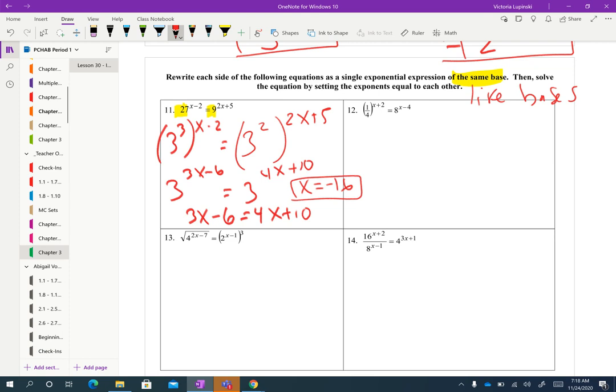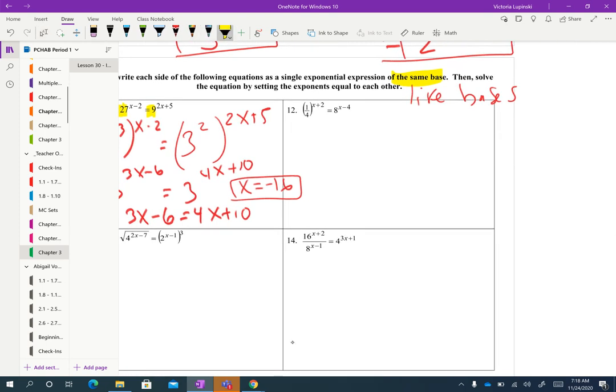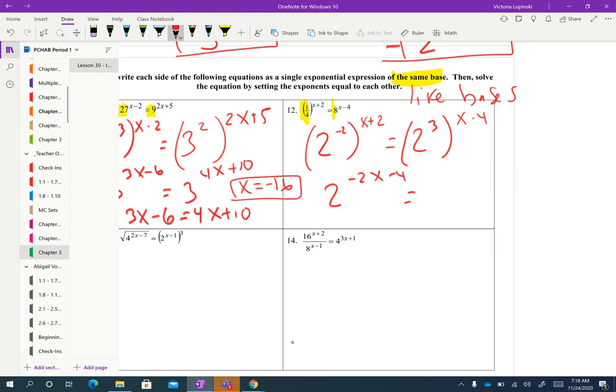All right, so in number 12, you have a 1/4, and you also have an 8. So hopefully, the more you do of these especially, you will think of using a common base of 2. So 1/4 can be rewritten as 2 to the negative 2, and that's to the x plus 2, and that would be equal to 2 cubed to the x minus 4. So 2 to the negative 2x minus 4 equals 2 to the 3x minus 12.